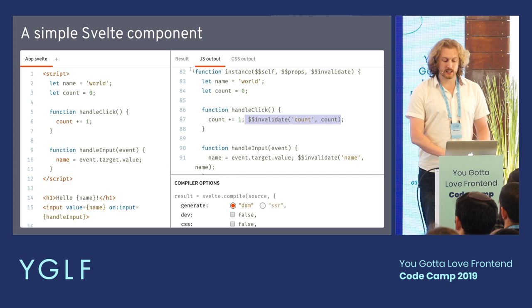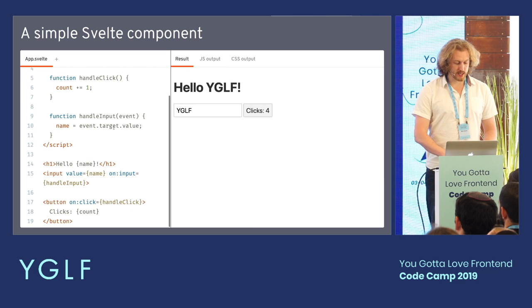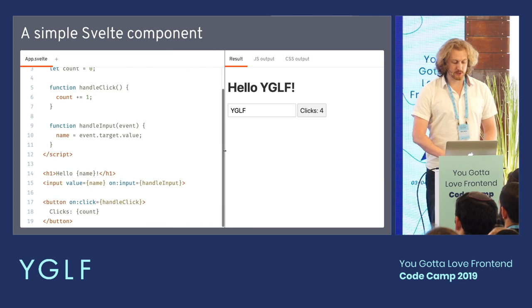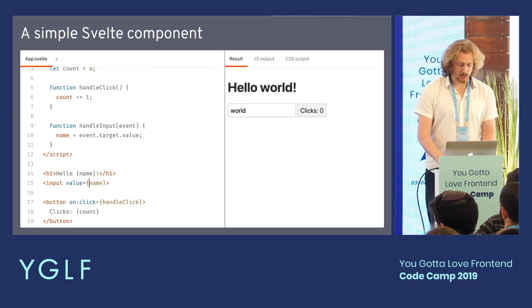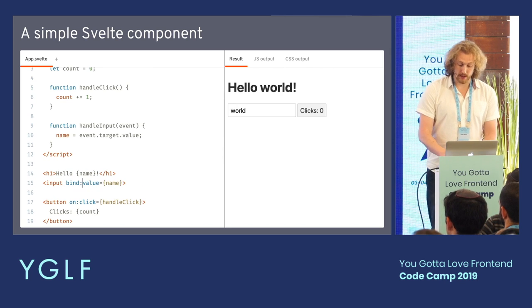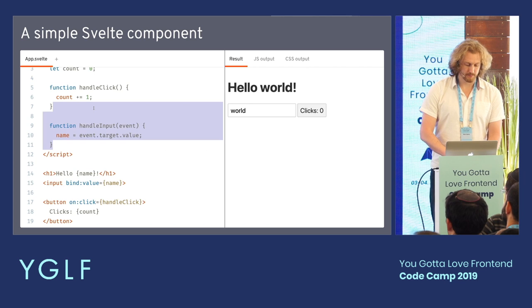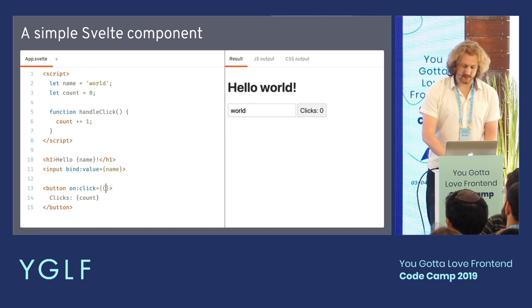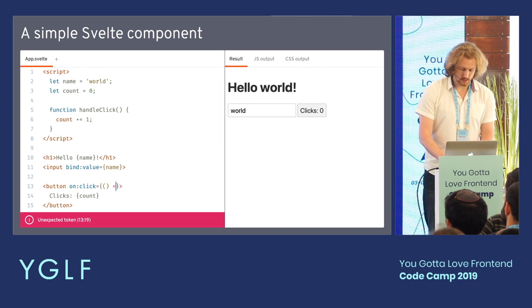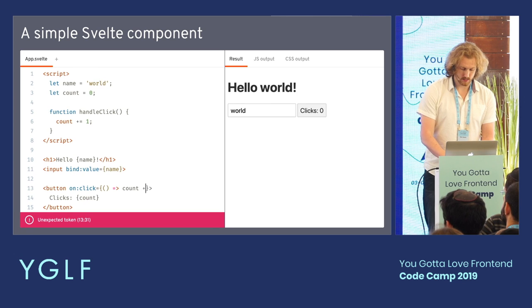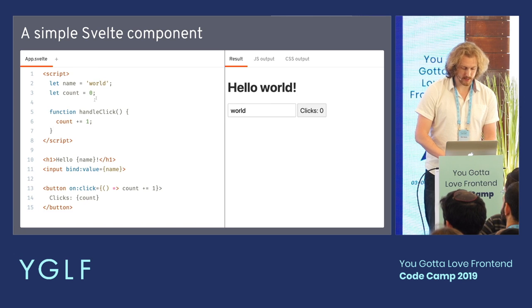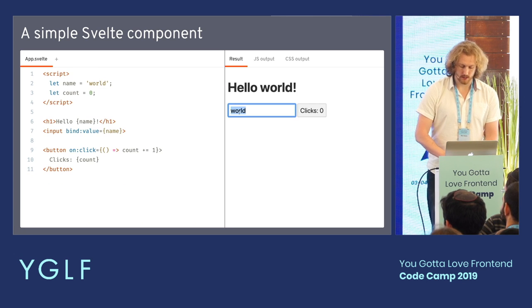We can actually get a little bit more efficient here. In Svelte, we don't need to use event handlers just to sync values between an input and a variable. We can use the bind directive, get rid of that. And we can make this an inline function. And get rid of that. And this continues to work as before.